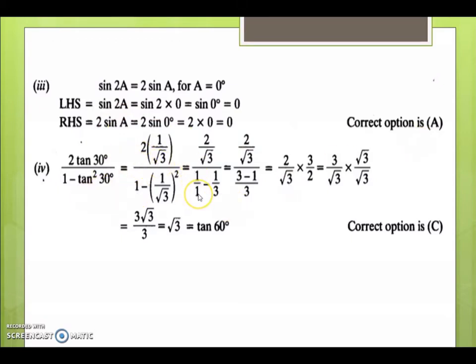And the last one, the correct option, when you evaluate this, 2 tan 30 by 1 minus tan square 30, you will get the option as root 3, which is the value of tan 60. So the correct option is C.